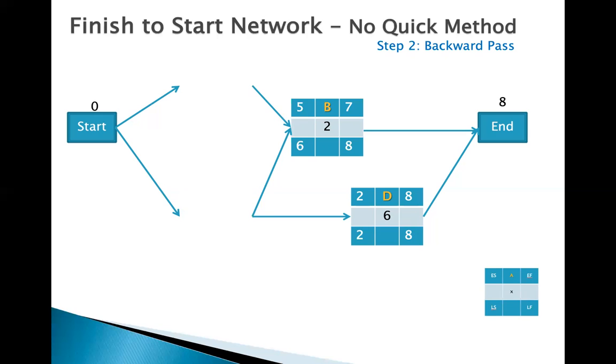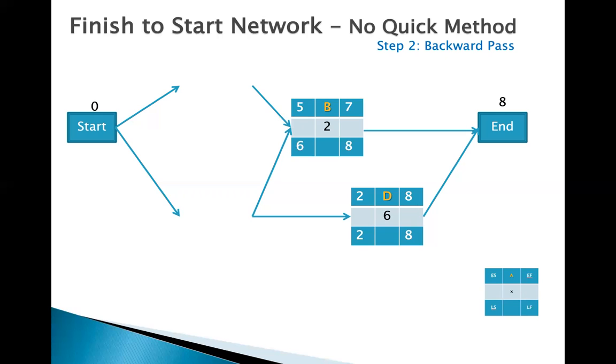So what is the late start of activity D? And what is the late start of activity B? That is simple. It's the same thing that we made before, but now instead of adding the duration, we are subtracting. So the late start of activity D is 8 minus 6, which is 2. The late start of activity B is the late finish, 8 minus 2, which is 6. So D and B, we already did the backward pass.